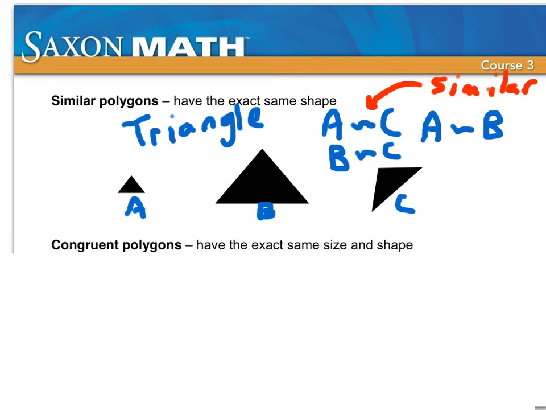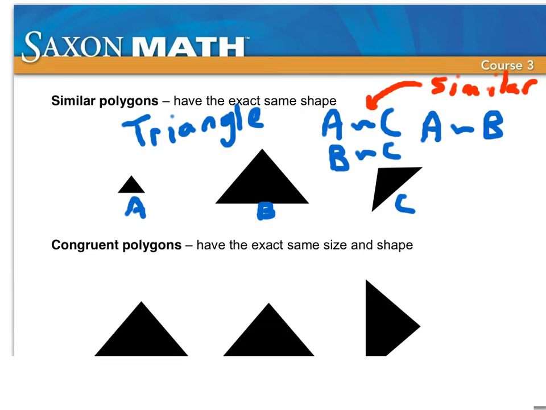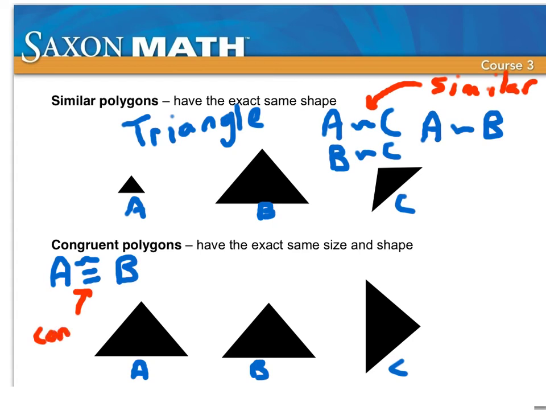Now, a more specific way we can describe a shape is congruent. Congruent polygons have the exact same size and the exact same shape. So again, here we got three triangles. Well, it's pretty easy to tell A and B are the same size. So we can say that A and B, and then congruent is an equal sign with that little similar wavy line above it. So this sign here means congruent.